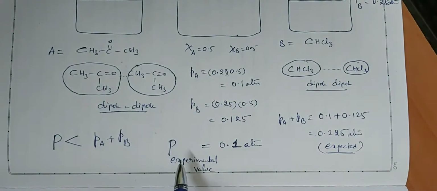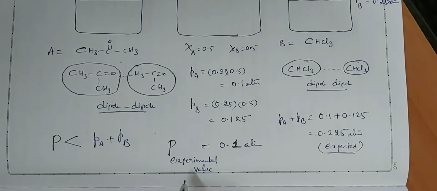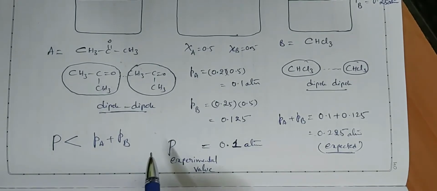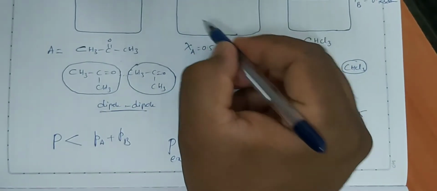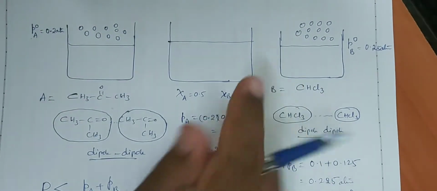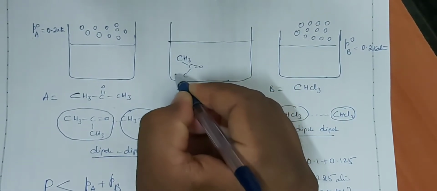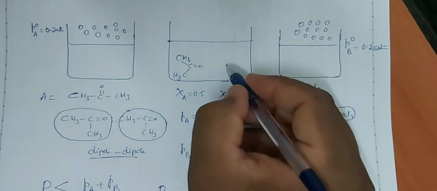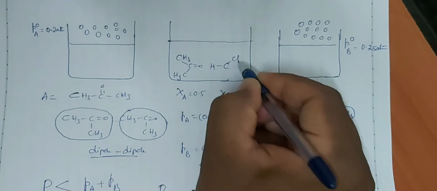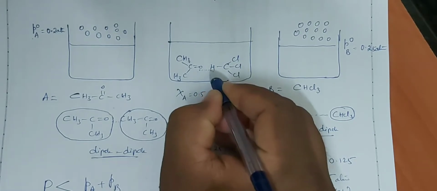This is normal explanation. Now we have to understand why it is showing less value when compared to our expected value. Why is the experimental value less than our expected value? That is because when acetone and chloroform are mixed, between chloroform and acetone, hydrogen bond will be formed.